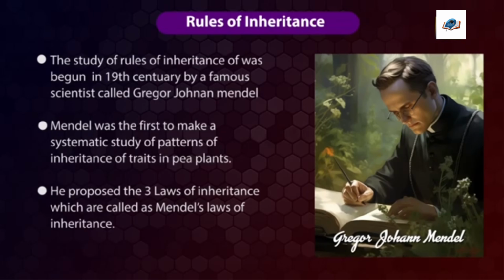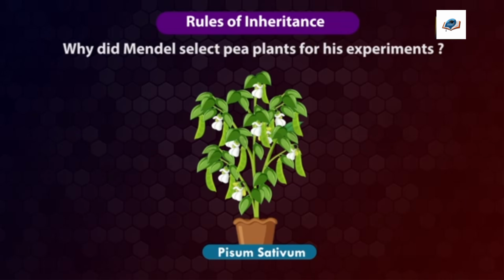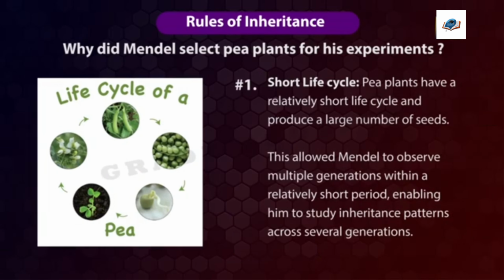He proposed 3 laws of inheritance which are called Mendel's laws of inheritance. Why did Mendel select pea plants for his experiment? Mendel chose pea plants, which are called Pisum sativum, for his experiments for several reasons. 1. Short life cycle. Pea plants have a relatively short life cycle and produce a large number of seeds.